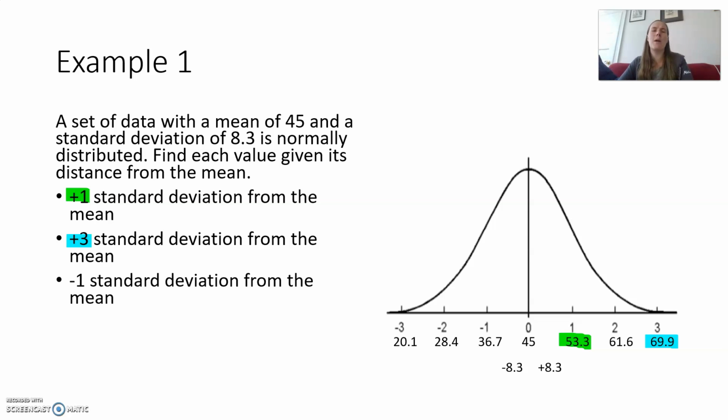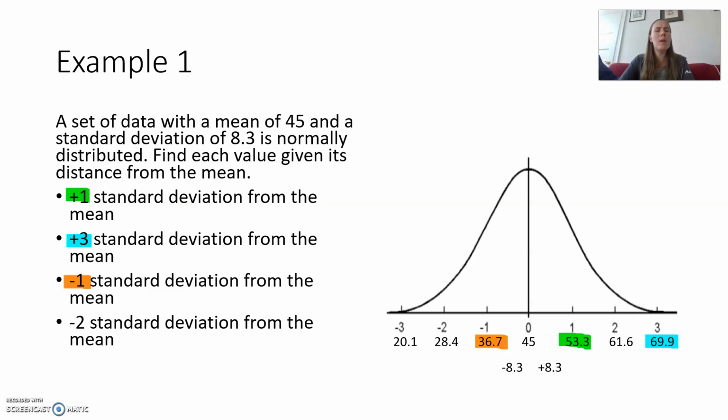What about minus 1 standard deviations from the mean? 36.7 because you go left 1. And then what about minus 2 standard deviations from the mean? Minus 2 is 28.4. So that's how you find those different things.